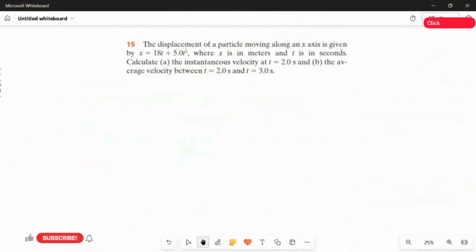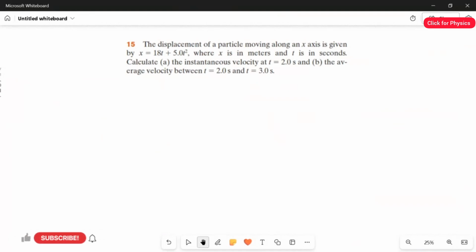Problem number 15. The displacement of a particle moving along an x-axis is given by x equal to 18t plus 5t squared, where x is in meters and t is in seconds. Calculate the instantaneous velocity at t equal to 2 seconds and calculate the average velocity between t equal to 2 seconds and t equal to 3 seconds.